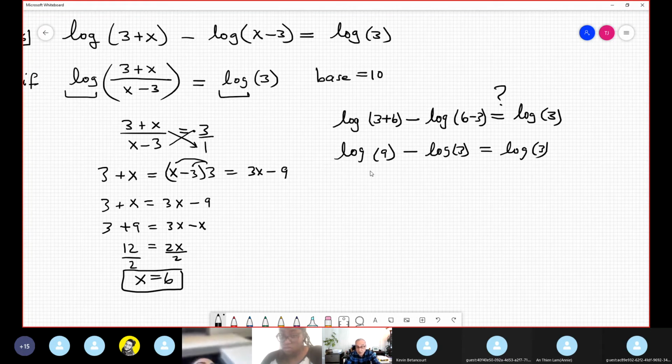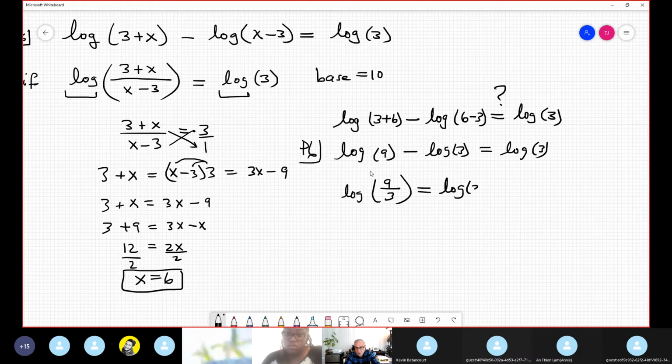Well, many ways to do that. One more time you apply property 6, condensing this into only one: logarithm of 9 divided by 3. 9 divided by 3 is 3. And logarithm of 3 is equal to logarithm of 3. Super true. The solution is perfect. It's important, guys. The checking is super important.